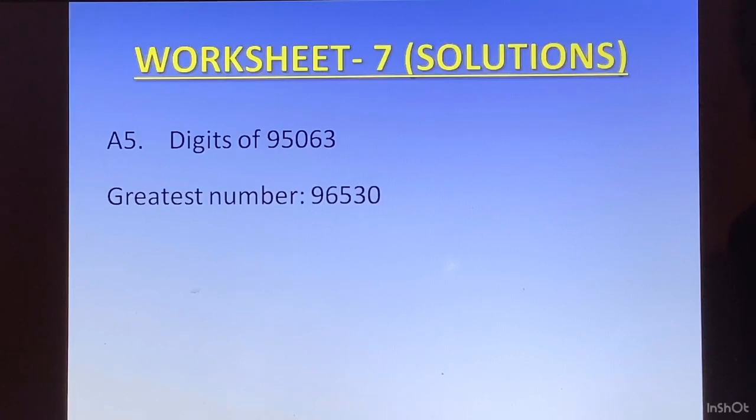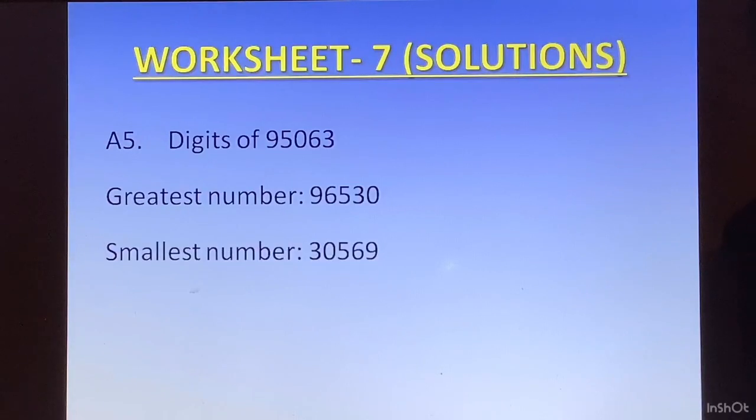To make the smallest number, we will not start with 0. Otherwise, we will not have a 5-digit number. We'll start with the next number, which is 3. After 3, then we'll place 0. So it is going to be the digits of this number in ascending order, but keeping 3 in the first place. So the number will be 30569.